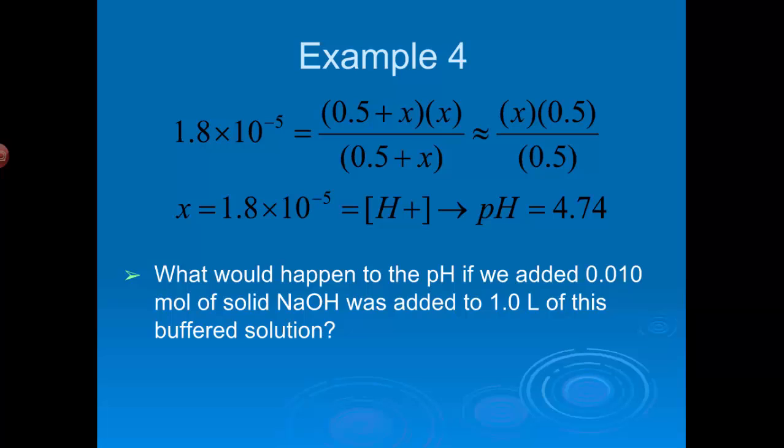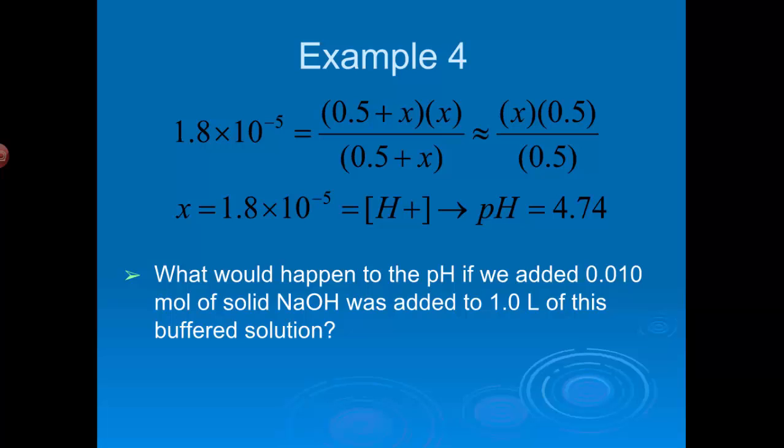So what would happen to the pH of this buffer, the buffer we just created with 4.74 pH? What would happen to that pH if we added 0.010 moles of solid sodium hydroxide? Solid sodium hydroxide is a strong base, okay? And we're going to add it to 1 liter of this buffer.